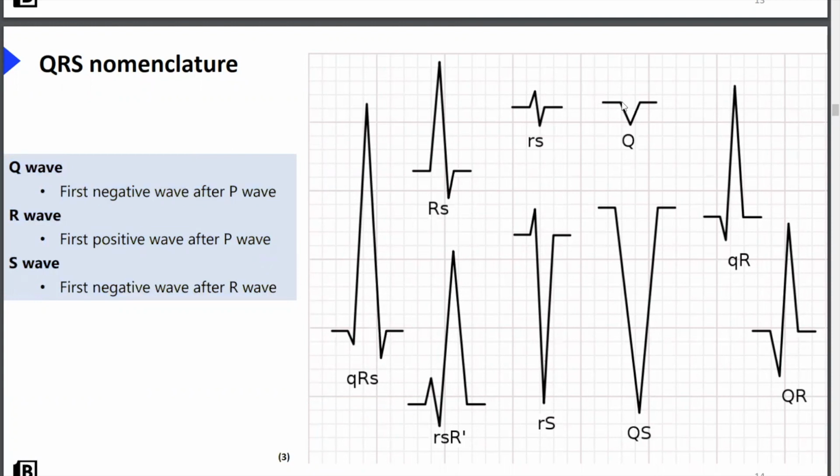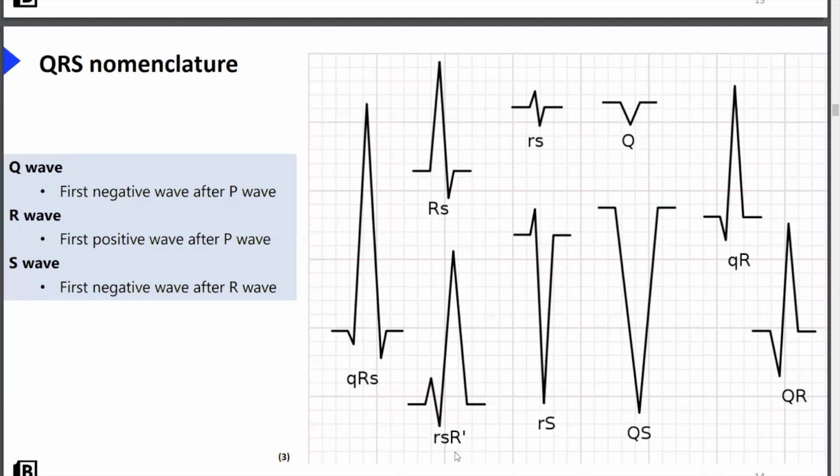So sometimes you might just have a Q wave on its own, no R, no S wave. Sometimes you might have a small Q wave, a big R wave, and a small S wave. This is what we often see actually, this QRS complex. Sometimes, as I said, no Q wave, just an R wave and an S wave. And you have various different patterns, okay? And this is important to know because certain patterns are seen in certain diseases. And again, we're going to come to this.